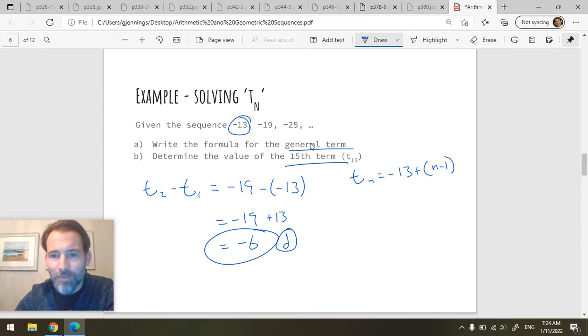n minus 1 times negative 6. Okay, now you can do some algebra to that if you want and simplify it, especially if you're going to be solving for multiple terms, but I'm not going to, so I'm just going to work with this.